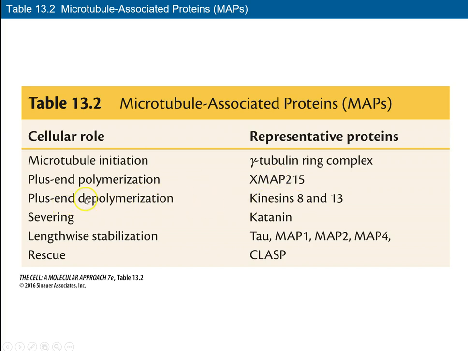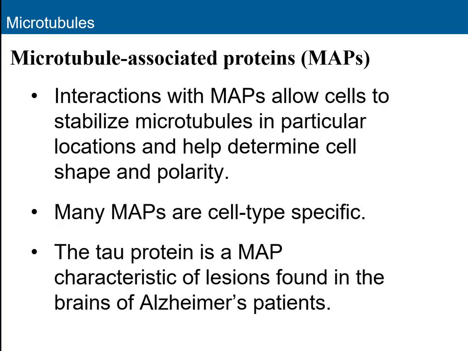Like kinesins are involved in plus end depolymerization, right? Meaning they're basically going to cause that end to depolymerize. So they can come in and change the activity or the structure of the microtubule. If you talk about tau, which we're going to talk about a little bit, these are going to stabilize the microtubules. All right, so we talked about this. They allow cells to stabilize microtubules. I just mentioned tau, right? And they help determine cell shape and cell polarity. So these are involved in cell shape as well.